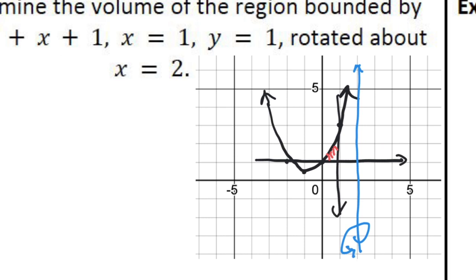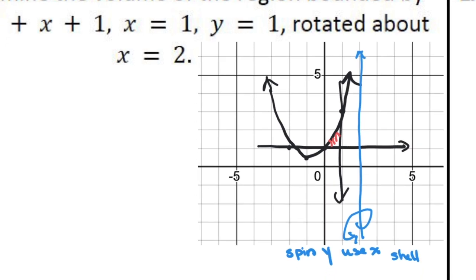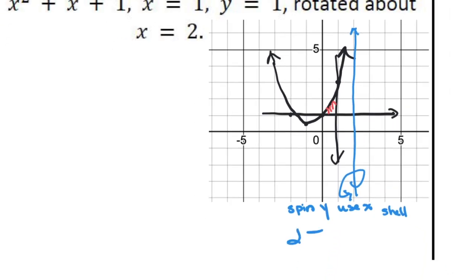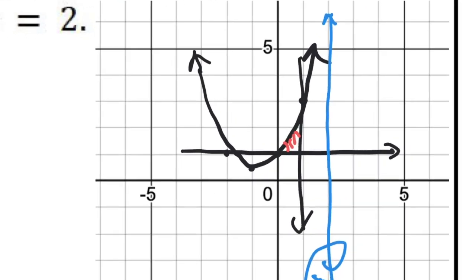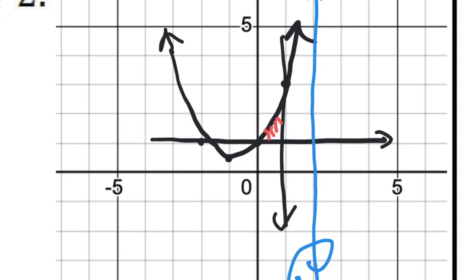Let's think about what's happening here. We are spinning parallel to the y-axis, but I really can't solve that equation. I have to use x's. That tells me I must use my shell formula. And the shell, remember, is 2 pi rh. I have to find the radius and I have to find the height.